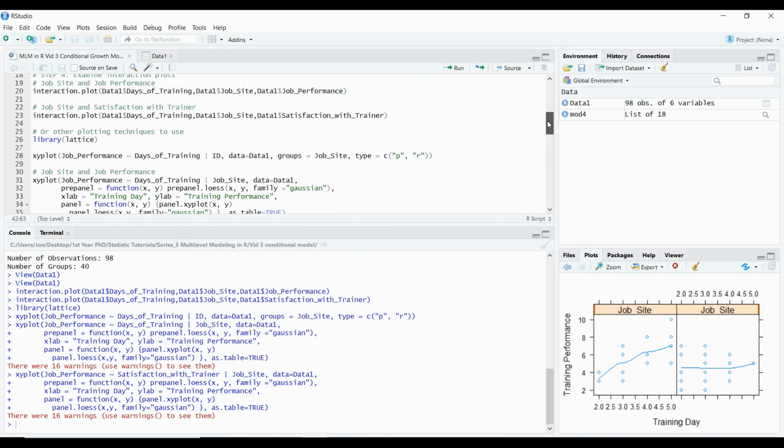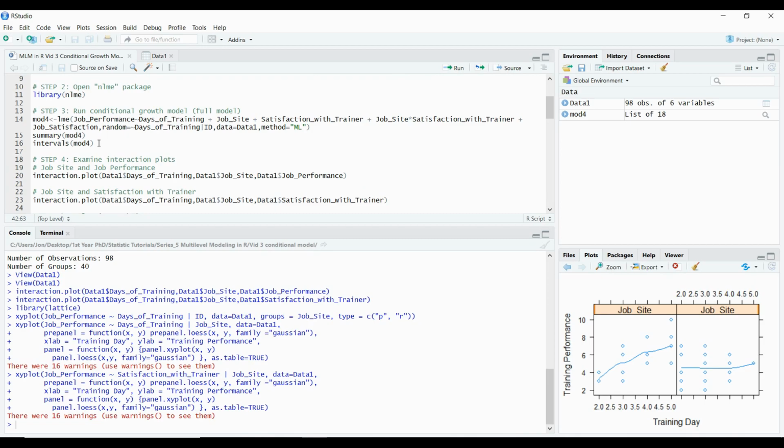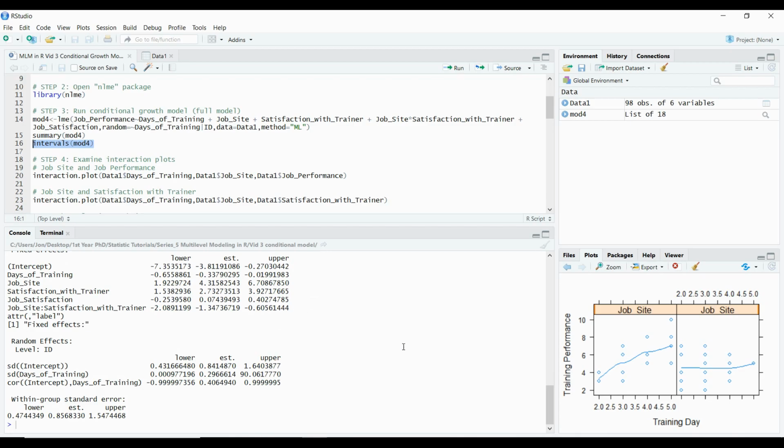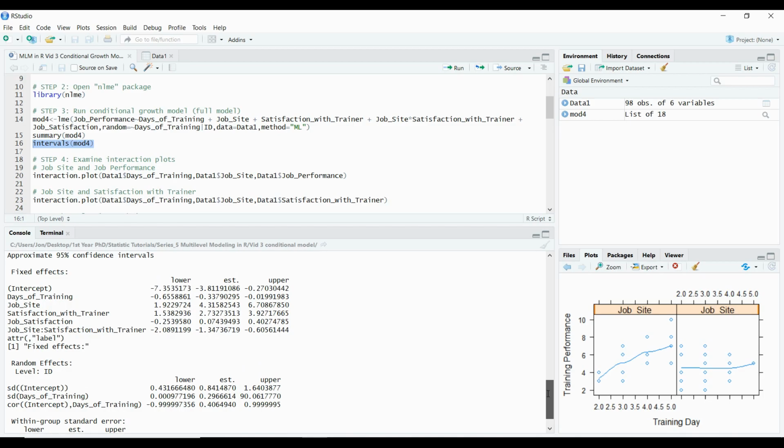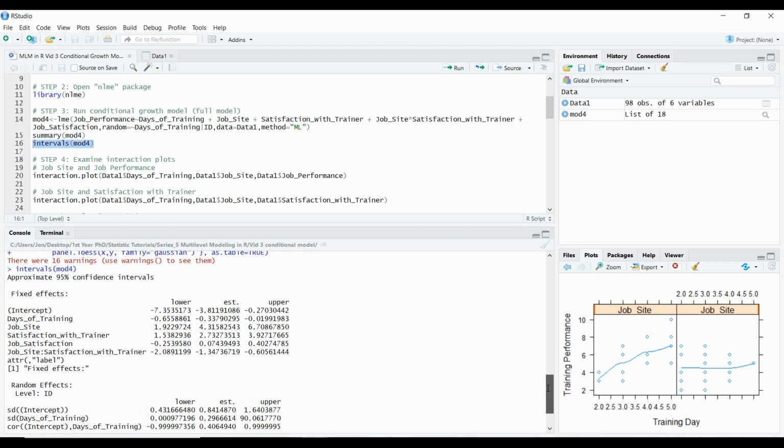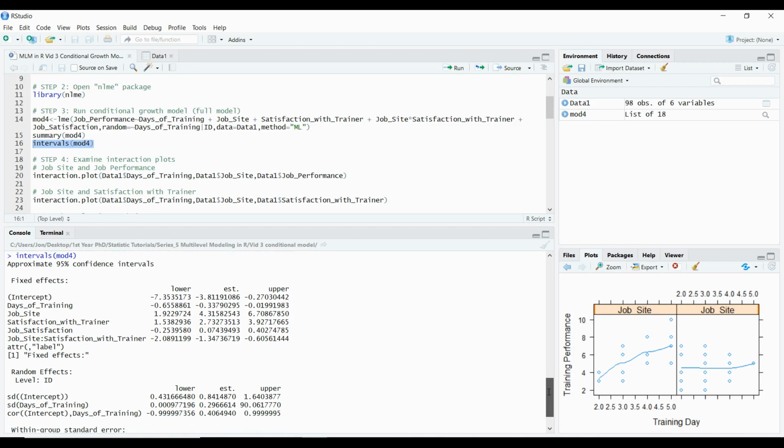One thing I did not include, which I should have, was for the full models to look at these intervals. Okay, let's run these intervals really quickly to see what's going on. And this is where it's important to really know how to understand confidence intervals, because based on that interaction we had previously, job site and satisfaction with trainer, we can see that all the values are negative, meaning they're all lower than 0, or that baseline.